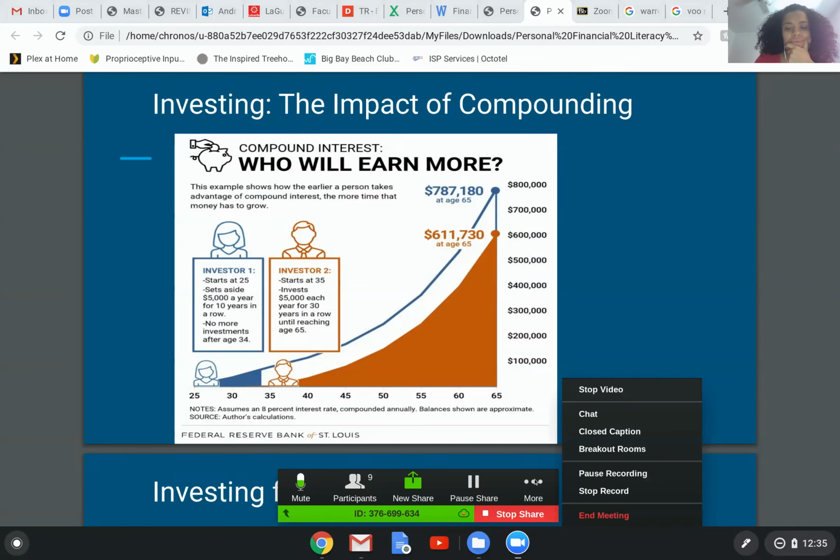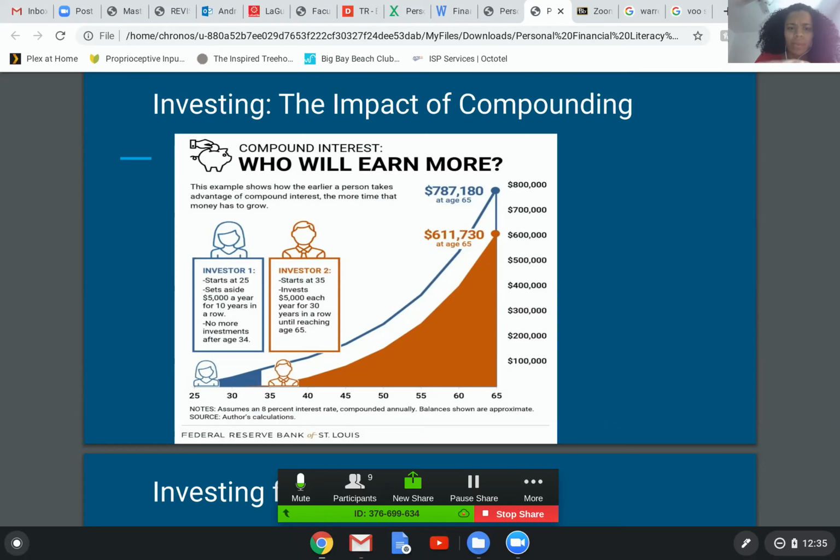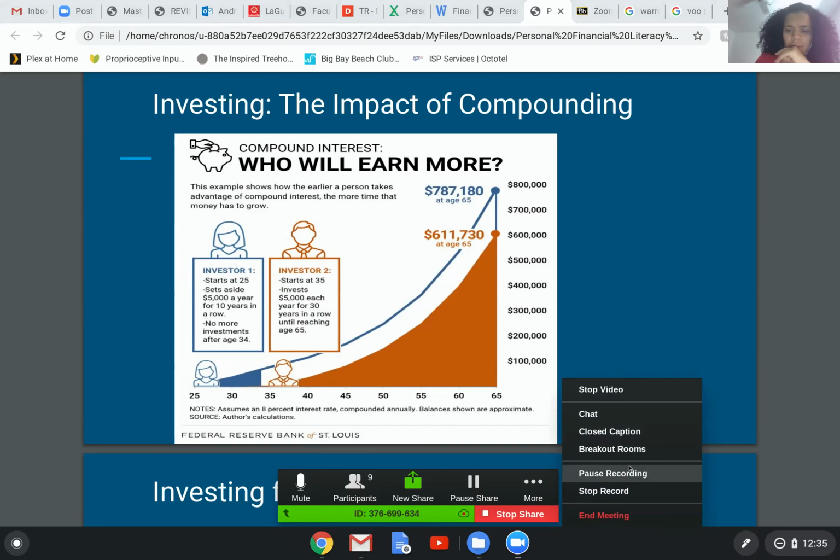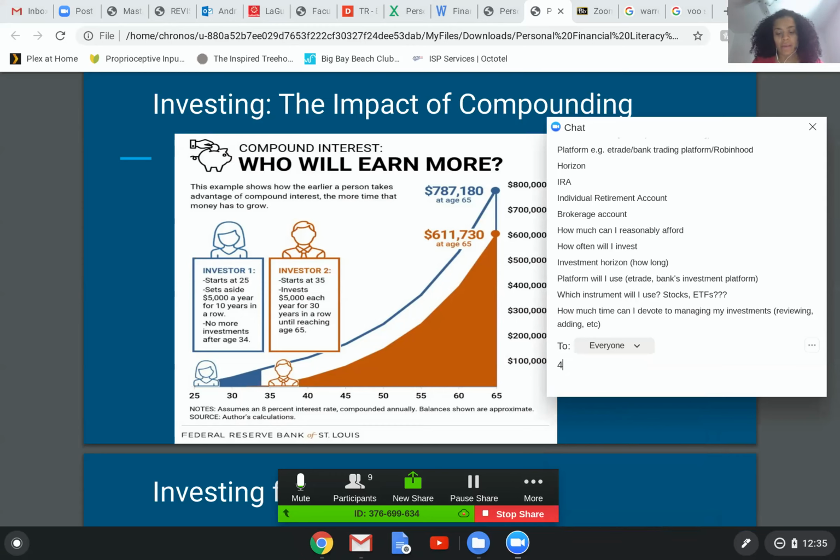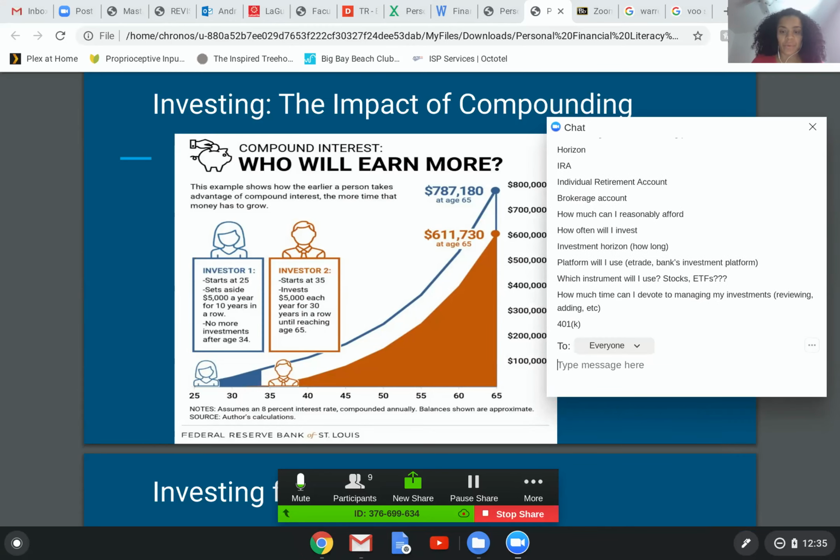So, back to Tanisha's point and Dal's point, we should be thinking about investing. If you're working for a company that has what we call a 401k, which is a retirement plan, many of these companies will match your investment.